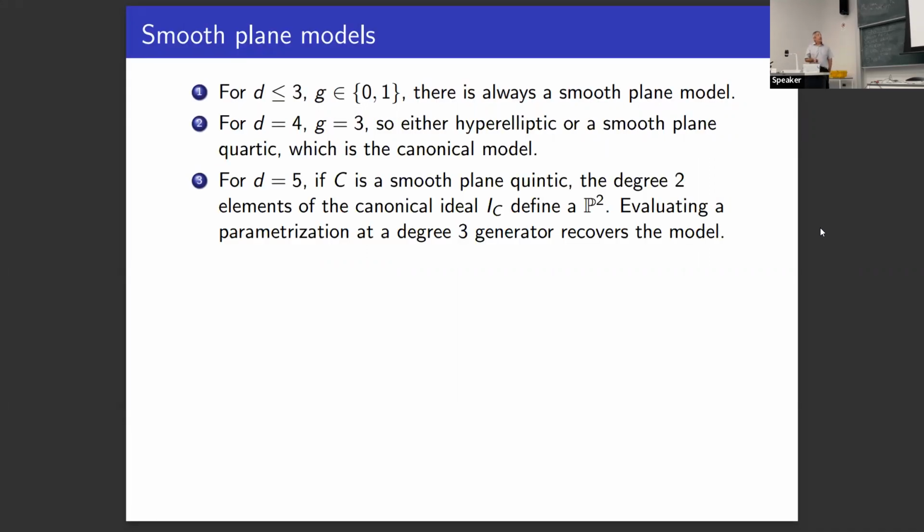When the genus is 6, we can only have two cases. So either the canonical ideal is generated by degree 2 elements by Noether-Petri's theorem from before, and then we have a smooth plane quintic.